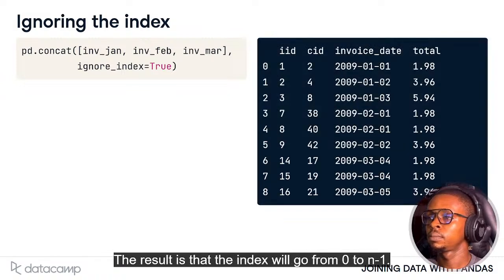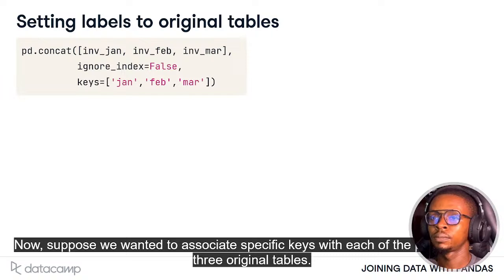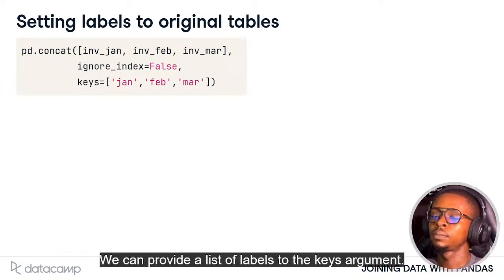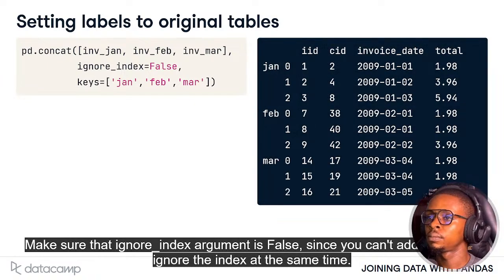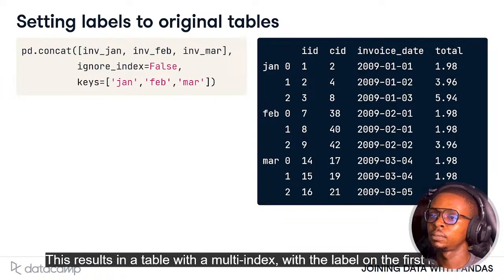The result is that the index will go from 0 to n minus 1. Now, suppose we wanted to associate specific keys with each of the pieces of our three original tables. We can provide a list of labels to the keys argument. Make sure that the ignore index argument is false, since you cannot add a key and ignore the index at the same time. This results in a table with a multi-index with a label on the first level.